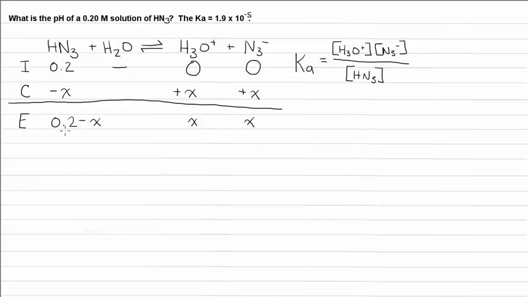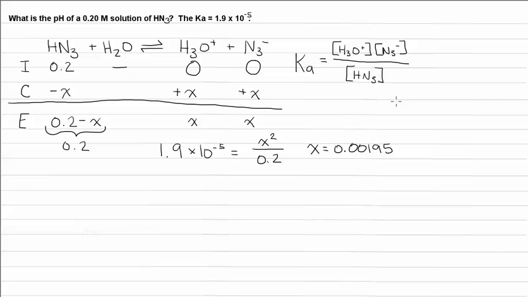To make our life easier, we're going to make an assumption that the change in x is negligible. So at equilibrium, the concentration of HN3 is about 0.2. That just simplifies the math. So now we have Ka, 1.9 times 10 to the minus fifth, equals x squared divided by 0.2. Solving for x, you get x is equal to 0.00195.